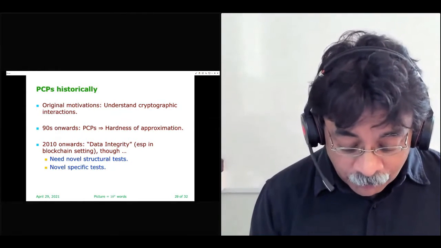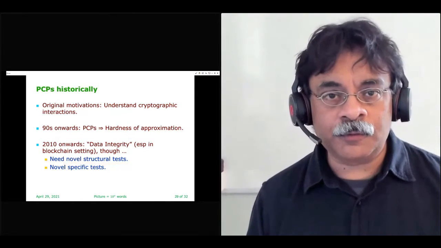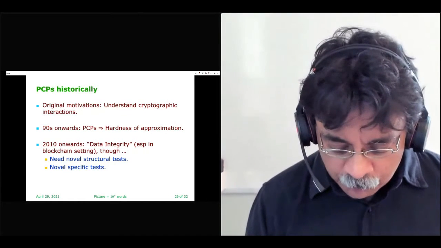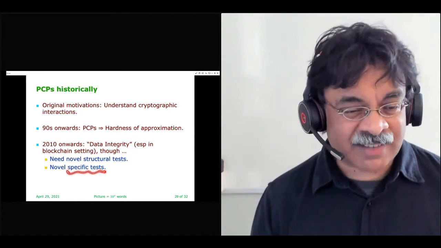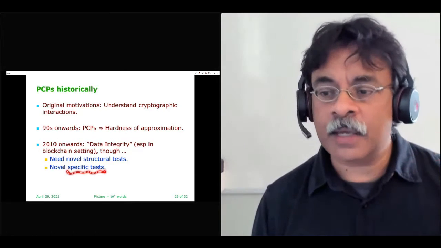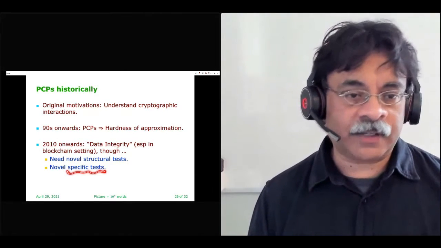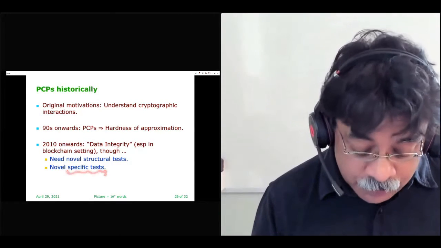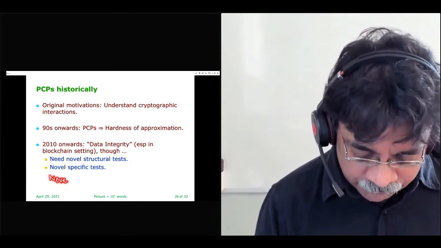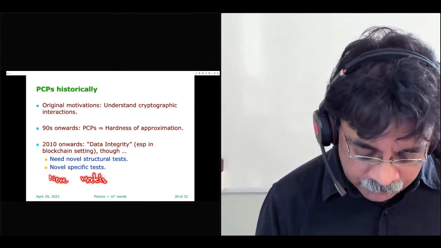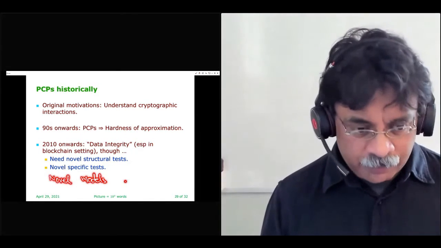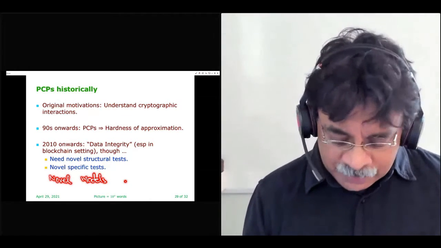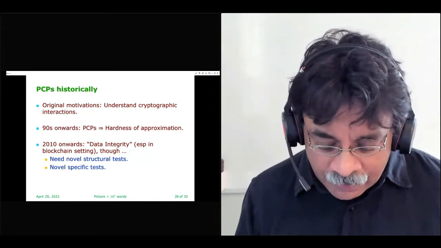These things actually involve novel structural tests. How do I prove that some data has been encoded properly? How do I prove that the encoded data actually satisfies the expectations of the specific test that we are designing, say in the blockchain setting, say in some other setting? There are also, by the way, novel models that go into this, but I won't even talk about it. We usually don't work with core PCPs, but interactive PCPs, but I won't talk about it.